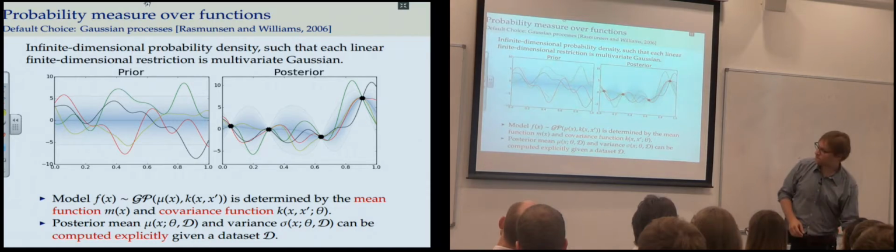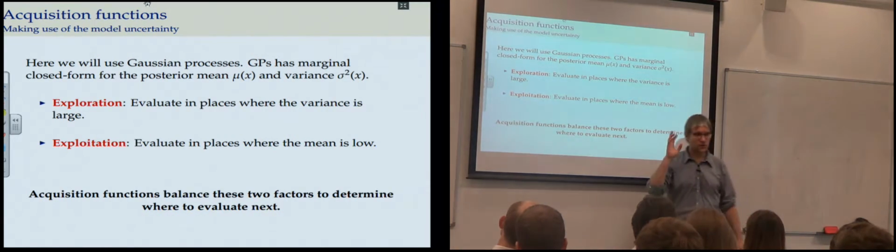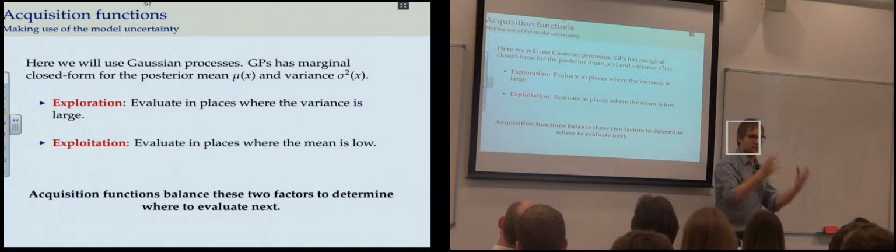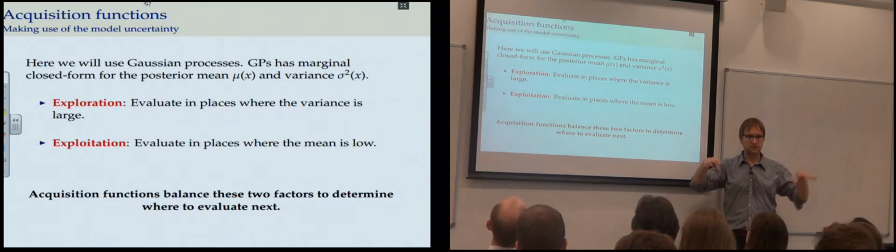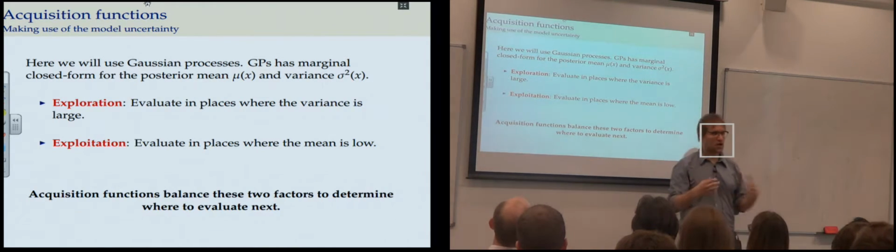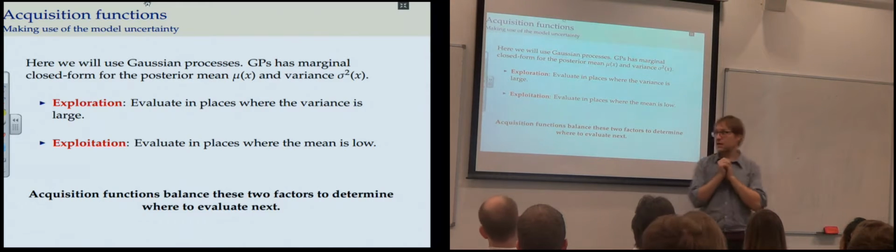So this is a probability measure. Now, the acquisition function. You remember before we were deriving this probability distribution over the minimum of the function, and we were saying we can use this to make the decisions of where to evaluate the function next, right?